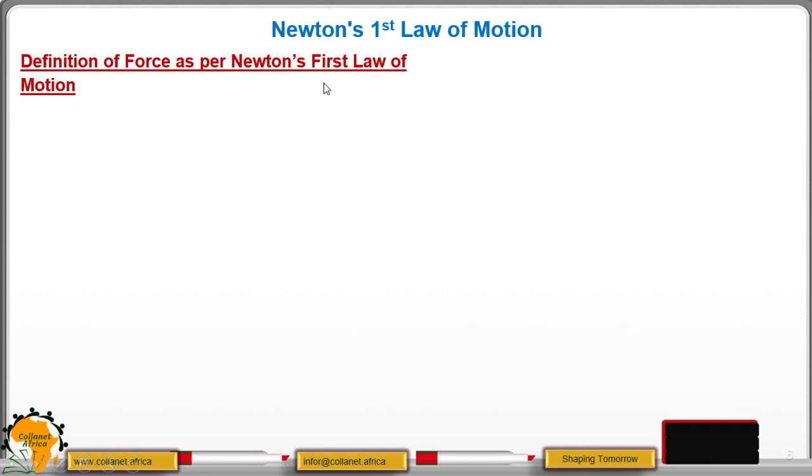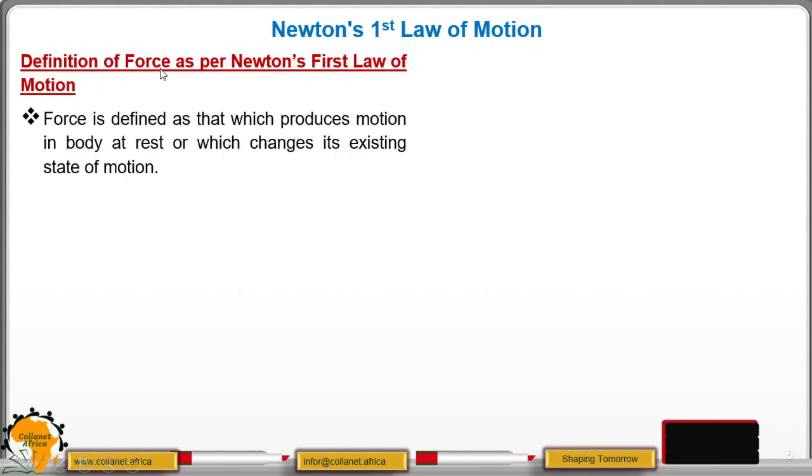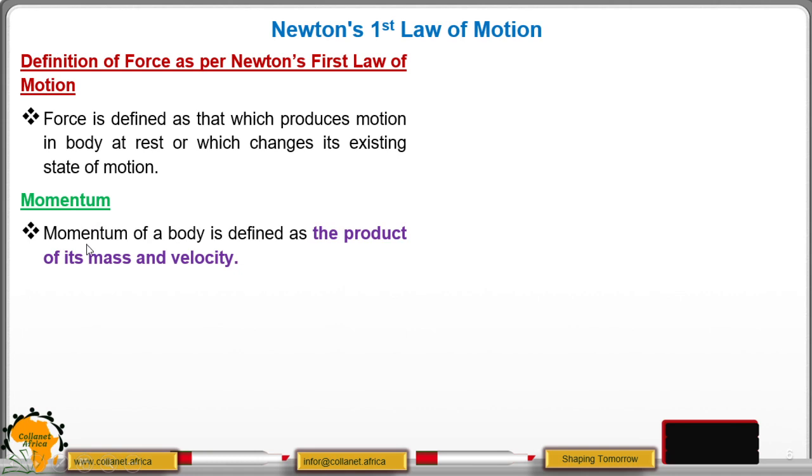From there, we have the definition of a force as applied in Newton's first law of motion. We have seen that a body won't change unless there is an external force. So this force is defined as that which produces motion in a body at rest or which changes its existing state of motion. Then from there we move to the definition of momentum.